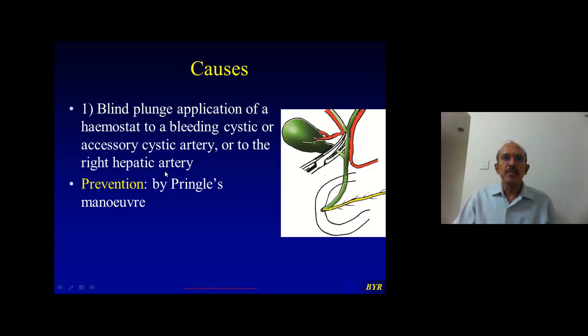So prevention is by Pringle's maneuver. What is Pringle's maneuver? We have already discussed. In hepatic trauma, we talked about Pringle's maneuver. What is that? This is again a short notes question, frequently asked in the examination.